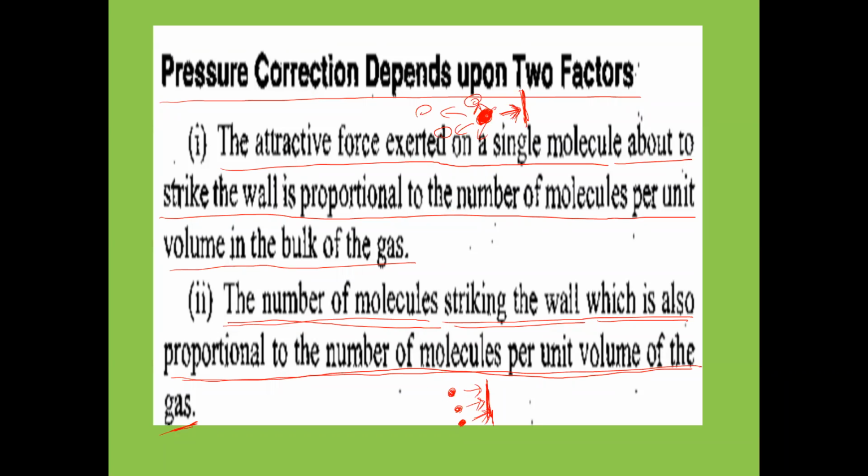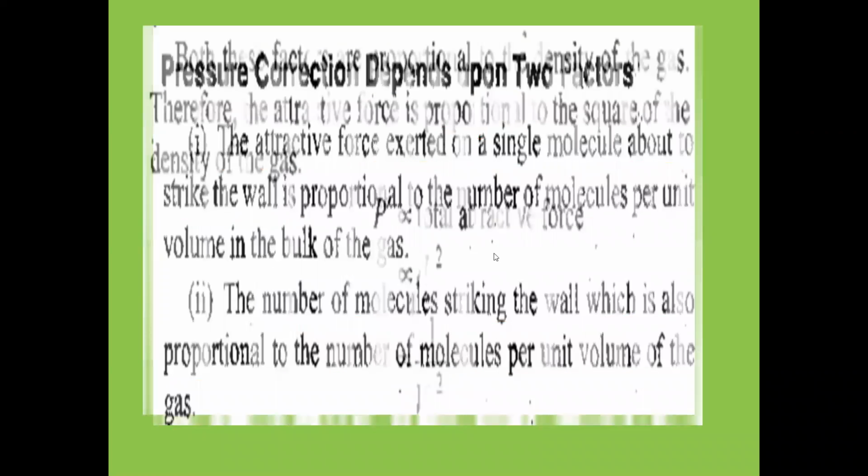Plus, if the particular molecule which is going to collide with the walls is surrounded by more molecules, there are more attractive forces on it. If this molecule experiences more attractive force from other molecules, less pressure will be exerted because this molecule is pulled by other molecules. Therefore, less pressure will be exerted. So these points we have to understand clearly.